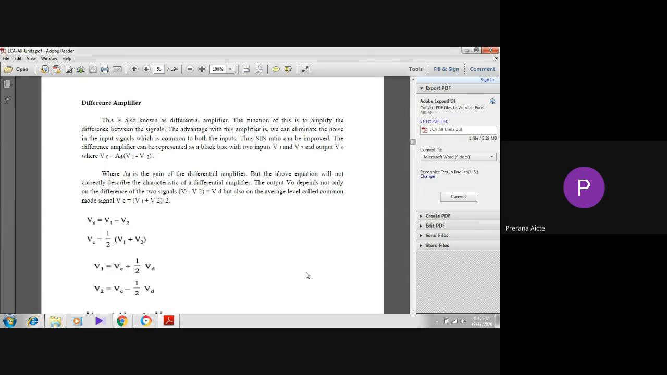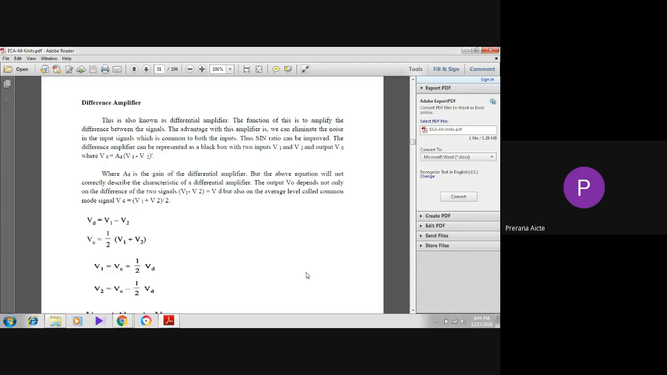So V0 is directly proportional to V1 minus V2. If we remove the proportionality symbol, we add a proportionality constant, that is, V0 equals AD times (V1 minus V2). Here AD means difference gain. But practically we may have a common gain also, that is AC, where the common input is (V1 plus V2) by 2. That is called common mode gain, and AD means difference gain.